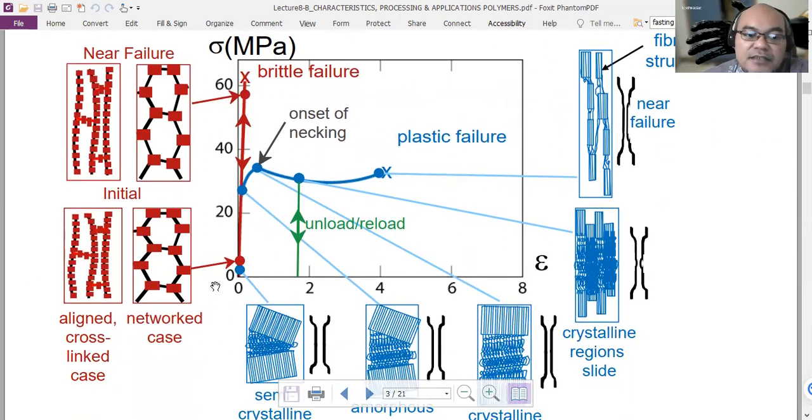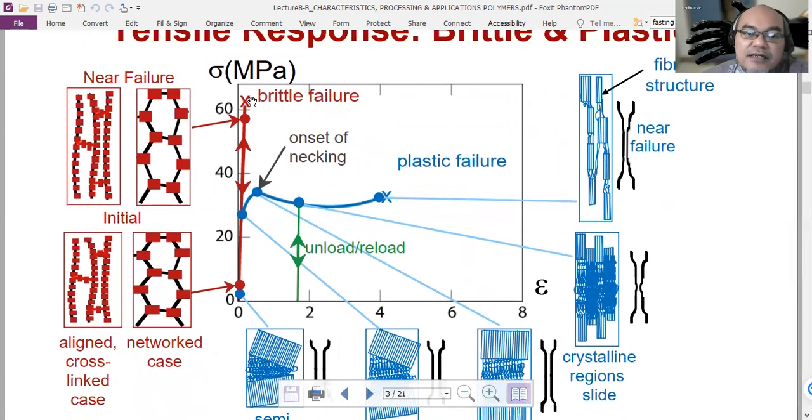So initially they are aligned, yes, but when they are near failure, some of the structure, for example here in the cross-linking structure, becomes very close to each other and near breaking. And this is just before breaking, where the width is decreasing between the networks compared to the initial network structure.